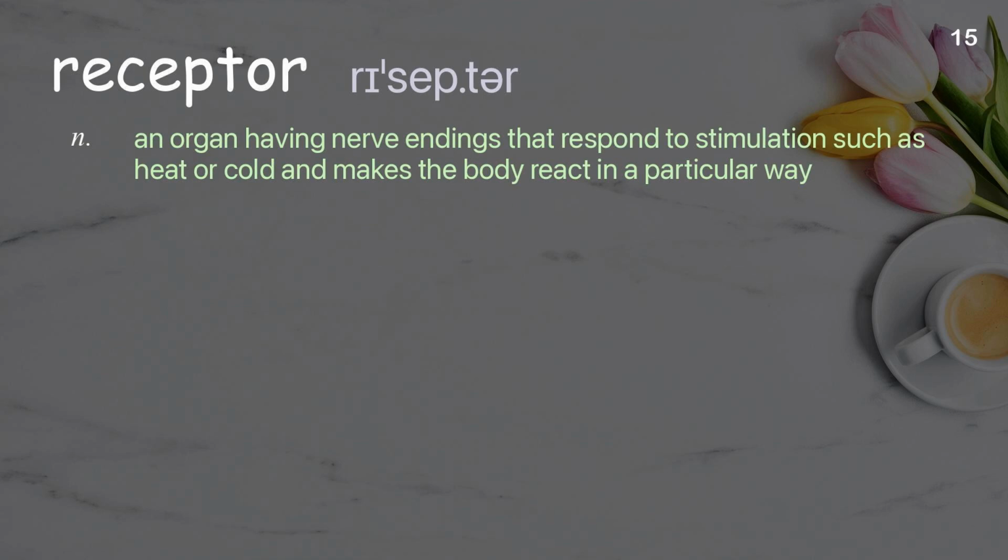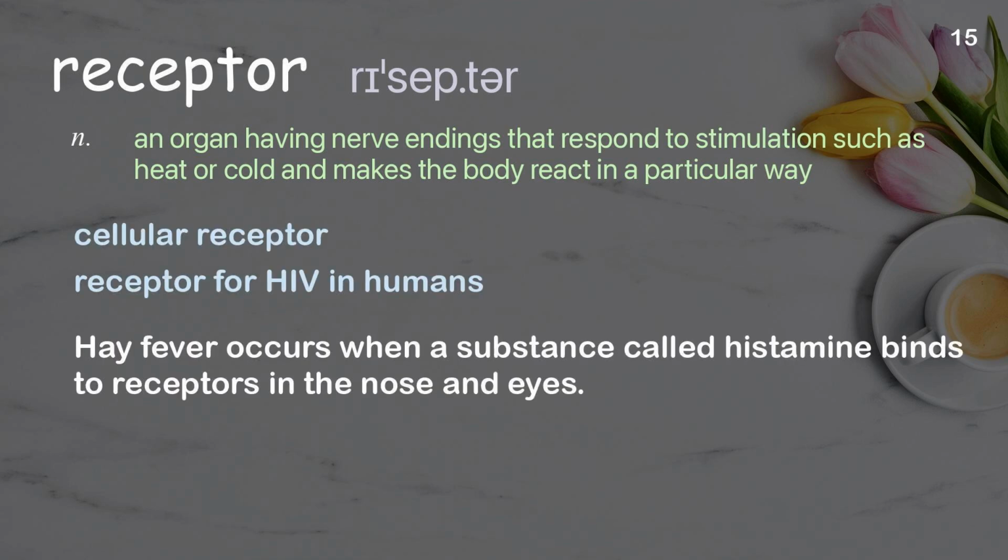Receptor. An organ having nerve endings that respond to stimulation such as heat or cold and makes the body react in a particular way. Examples: Cellular receptor. Receptor for HIV in humans. Hay fever occurs when a substance called histamine binds to receptors in the nose and eyes.